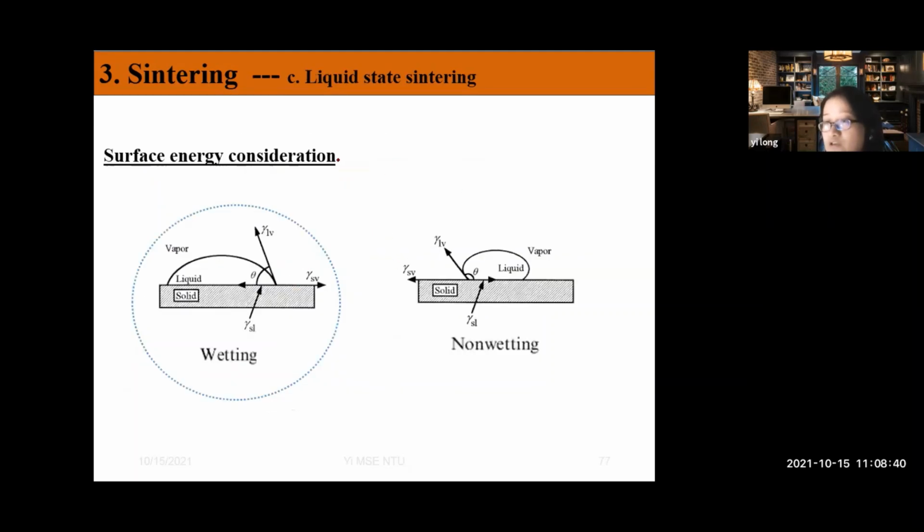Okay, so the surface energy considerations are, so now you have solid. This is your particle, right? This is your particle. So now you have a liquid. Now you have a liquid. So this liquid forms, and this liquid is going to have a wetting angle.